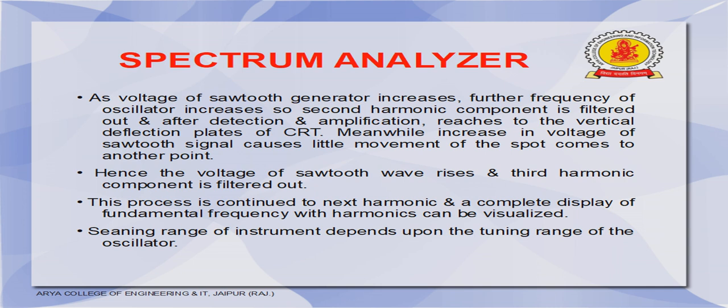After that, when the voltage of the sawtooth generator increases, the frequency of the oscillator also increases, and so the second harmonic component is filtered out, and after detection and amplification it reaches the vertical deflection plates of the CRO. Meanwhile, the increase in sawtooth voltage moves the spot to another point. Then the voltage rises further and the third harmonic component is filtered out. This process continues for the next harmonics, and a complete display of the fundamental frequency with its harmonics can be visualized.